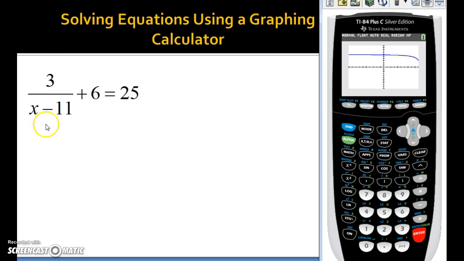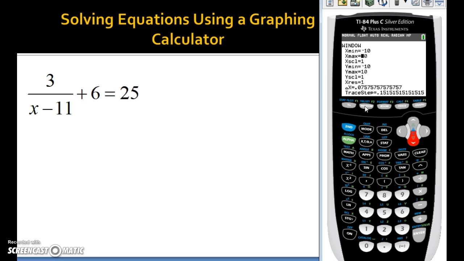When I looked at this rational equation, I should know that there is going to be a vertical asymptote at positive 11, x being 11. So I'm actually going to adjust my window to start to see that. So I'm going to go to my window. I know that at x being 11, I'm going to have a vertical asymptote.